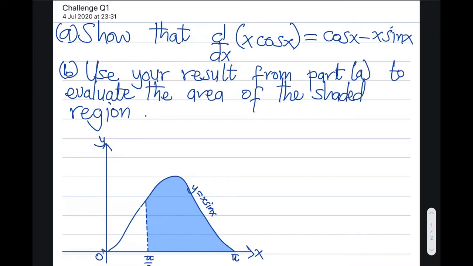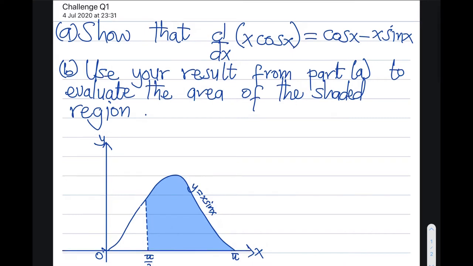So we have a question here to solve today. We are supposed to prove that when we differentiate x cos x, we will get cos x minus x sine x. So let's see if we can prove that. So that is A.